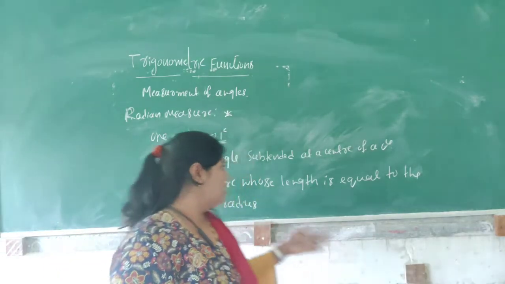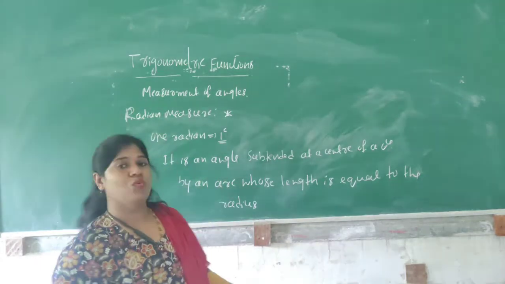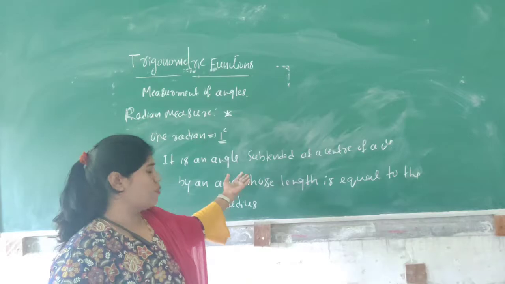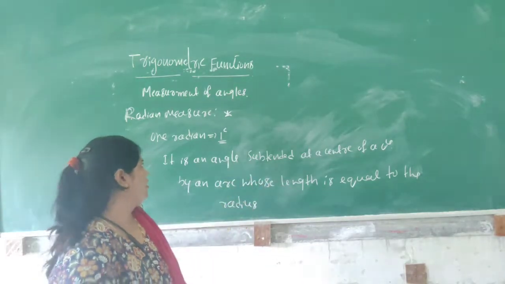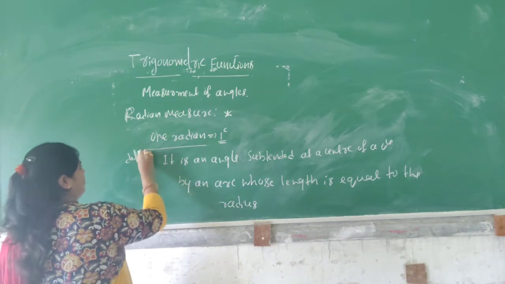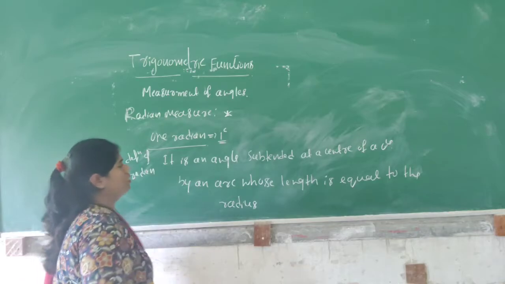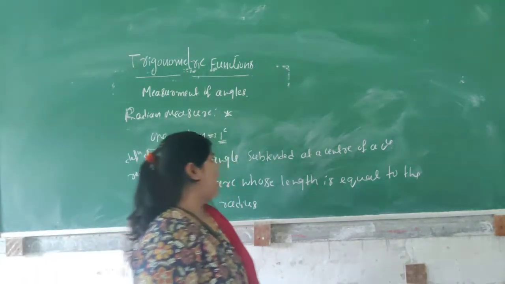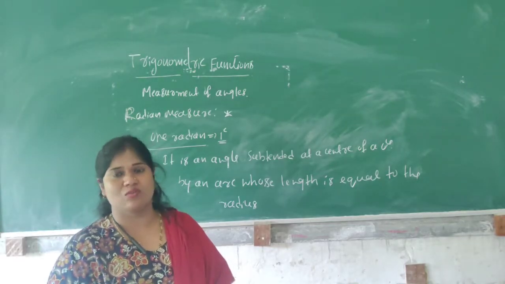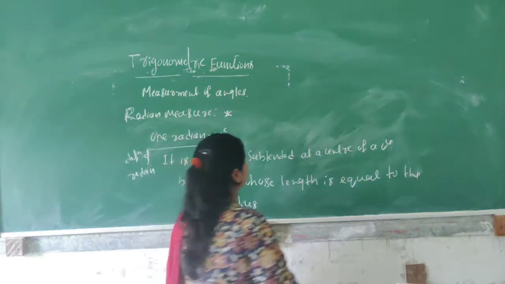It is an angle subtended at the center of the circle by an arc whose length is equal to the radius. So it is coming for one more question. Okay, it is important. This definition is important. Definition of radian. Okay, it is an angle subtended at the center of the circle by an arc whose length is equal to the radius of the circle.